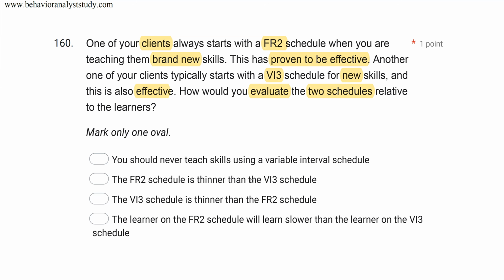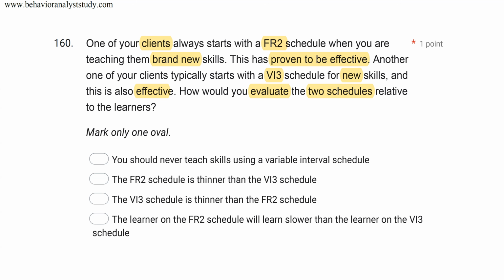So A, you should never teach skills using a variable interval schedule. Be careful with answer choices that are very strong and very sure, right? Remember, our treatment is individualized. If a variable interval schedule works, which it does because the VI3 is effective for teaching new skills according to the question, it's totally fine to use it. A is way too strong. It's out. What about B?